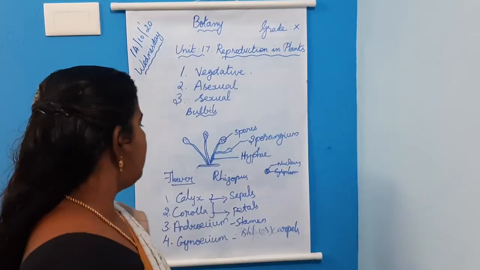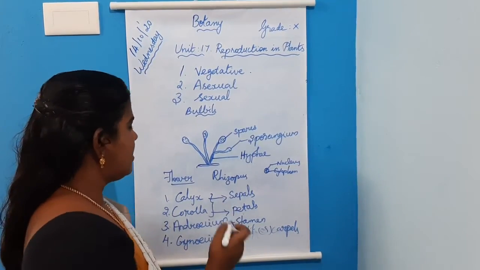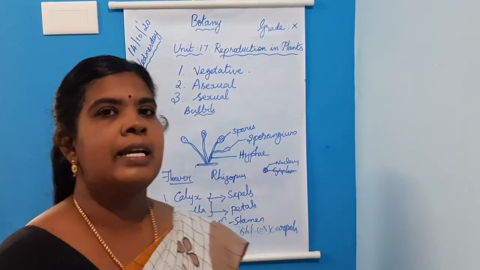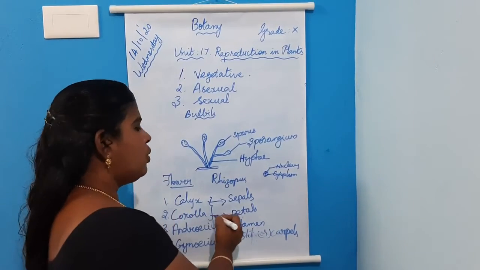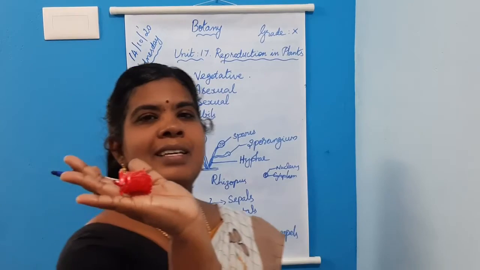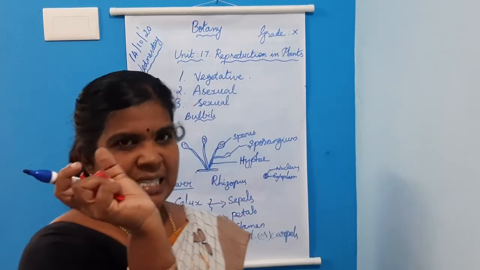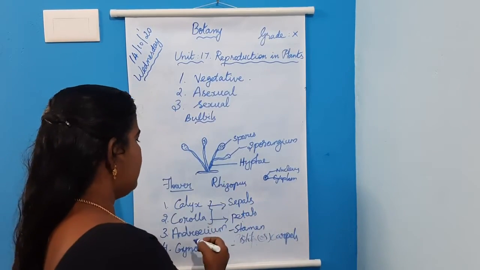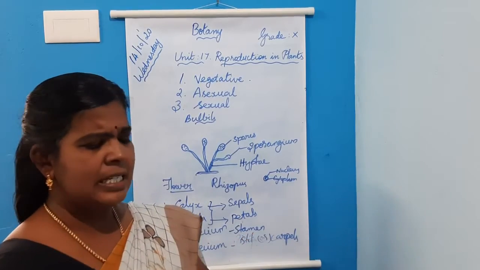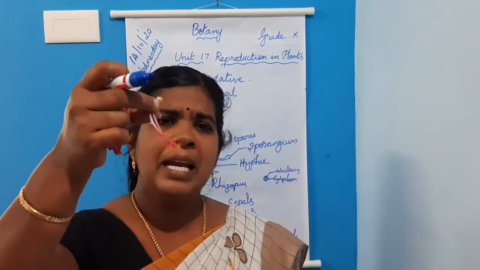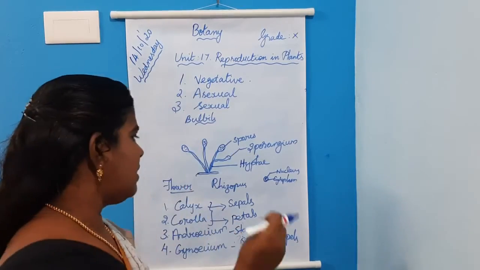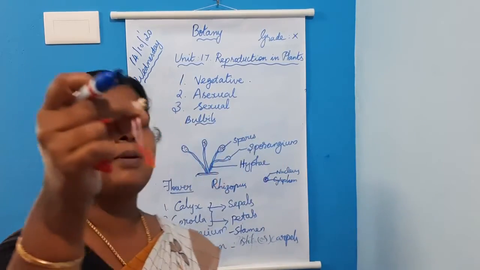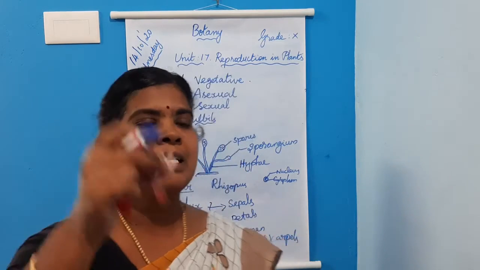First, about calyx. The calyx is usually green in color, and it protects the flower when it is a bud. Then corolla is brightly colored, and it attracts the insects for pollination. Then androecium is the male part of the flower. Which is the male part of the flower? Androecium. It is composed of stamens.